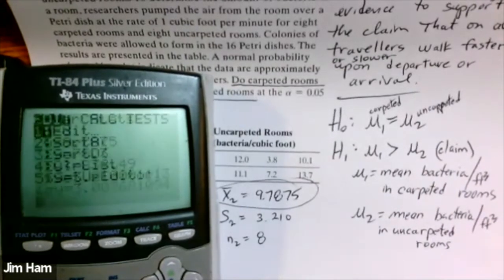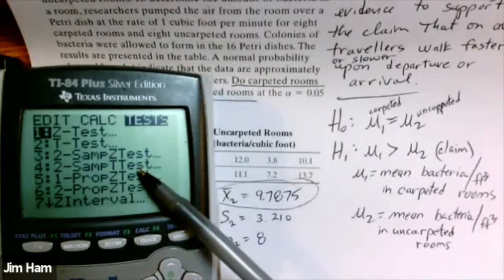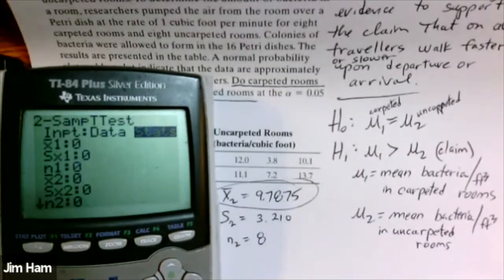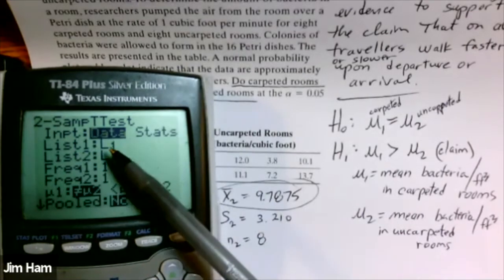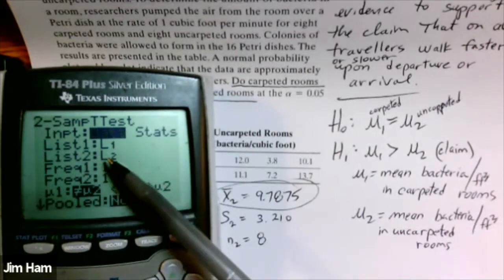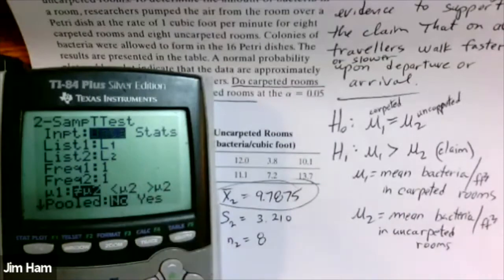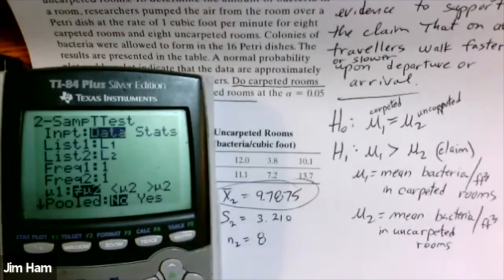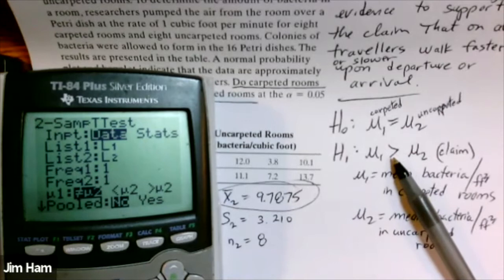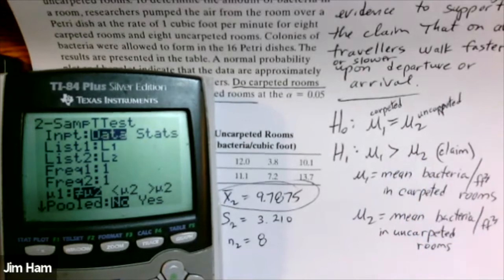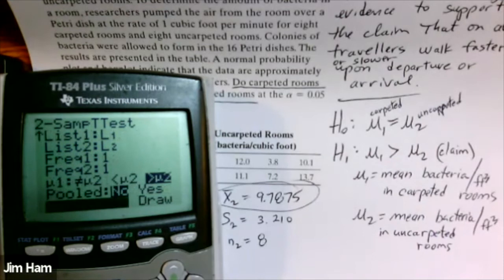So we're going to go run the tests, and this is a 2-sample t-test, number 4. This time we're going to use the data. I put the list 1 data in L1, list 2 data in L2, and the frequency for each of those 8 data values in each list is 1. In our alternative hypothesis, we have greater than mu2, so I'm going to change this to greater than mu2. Pooled will always be no, and then we calculate.